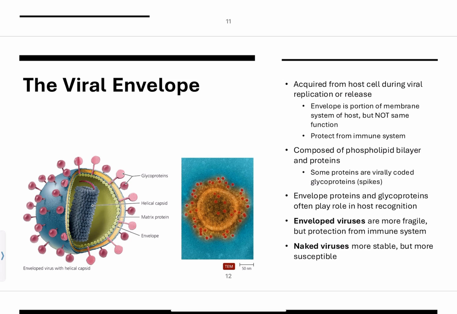The envelope, again, is composed of a phospholipid bilayer and proteins. Where did these come from? Some are from the host, but some of the proteins are also encoded by the virus itself. Enveloped viruses are usually more fragile in the environment than naked viruses, those without an envelope, because the lipid membranes can be disrupted pretty easily by things like heat or drying or some sort of detergent. So the envelope gives them an advantage in evading the immune system, but it's not good for survival outside of the host itself.